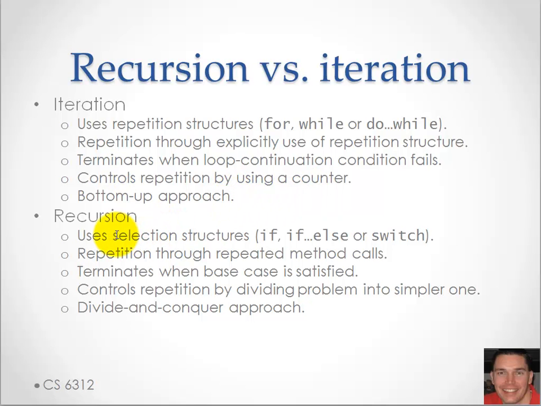Whereas with recursion, we use selection structures like if and if-else, or switch statements. Our repetition occurs through repeated method calls to the same method. The method terminates when our base case is finally satisfied, through reducing the size of our problem until we reach our base case. And we control our repetition by dividing the problem into a simpler one. This is known as a divide and conquer approach.